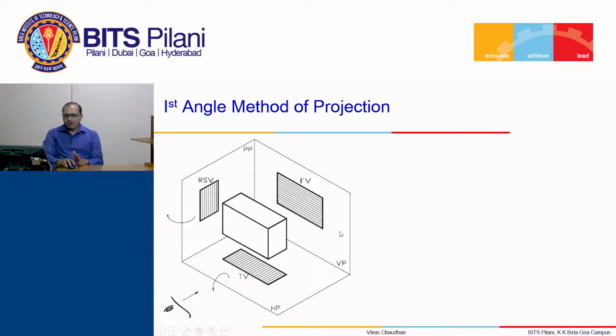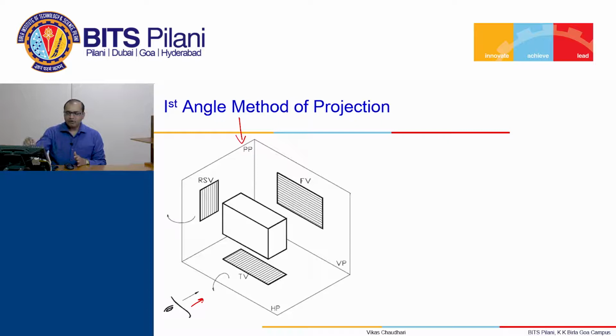We have vertical plane, we have horizontal plane, we have profile plane. The observer is shown who can see the front view. When the observer will see, the front view will be projected on the vertical plane. For top view, observer will see from here. So the position of observer remains fixed. For front view, observer will be here.